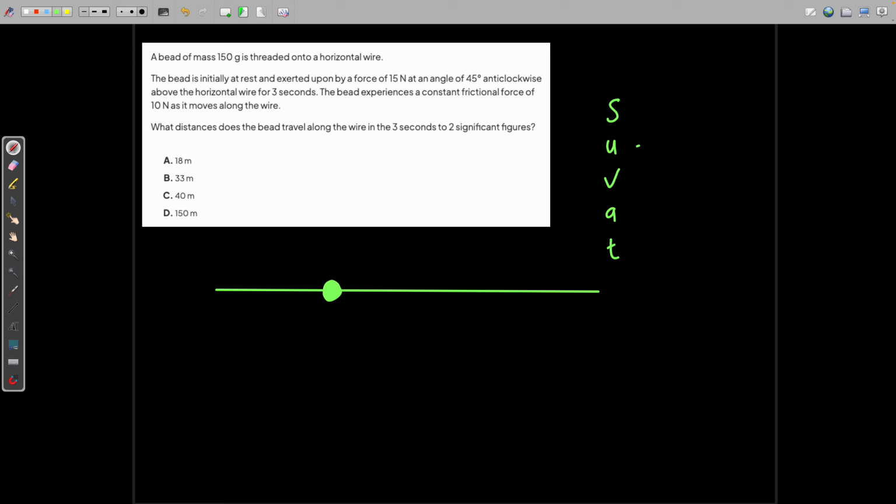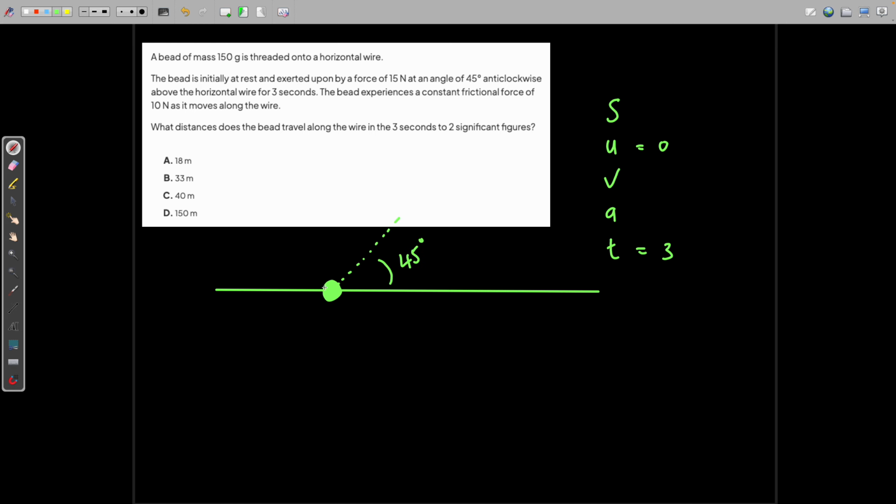SUVAT, so you know that u is 0. It's acted on for 3 seconds, so t is 3. And the force is 15 newtons at an angle of 45 degrees anti-clockwise above the horizontal wire. So kind of bizarre wording. It just means that the force is acting. So there's the horizontal, 45 degrees like this.